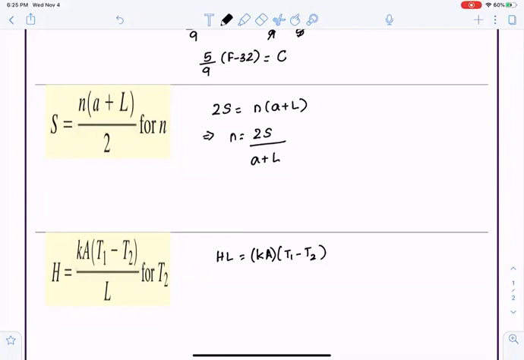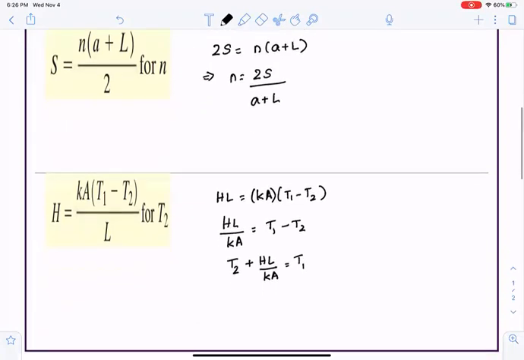So if I divide on both sides by K times A, I would have HL over KA equals T1 minus T2. I'm going to move the T2 to the left-hand side and H times L over Ka to the right-hand side. So when that T2 moves to the left-hand side, we have T2 plus H times L over Ka equals T1. Move H times L over Ka to the other side. T2 would be equal to T1 minus H times L over K times A. Does that make sense? Someone gave me an answer, and that person is actually correct. I made a mistake. It's actually negative HL over Ka plus T1.